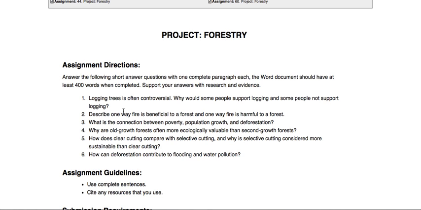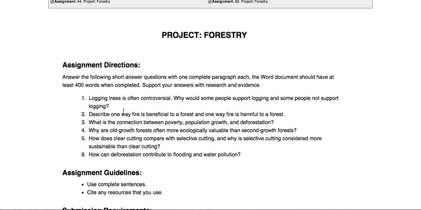The fourth question, why are old growth forests often more ecologically valuable than second growth forests? Again, I would suggest going back into the lesson and reviewing the area on old growth forests versus second growth forests, and come up with a nice paragraph-long, legitimate answer that really gives the pros of old growth forests versus second growth forests.